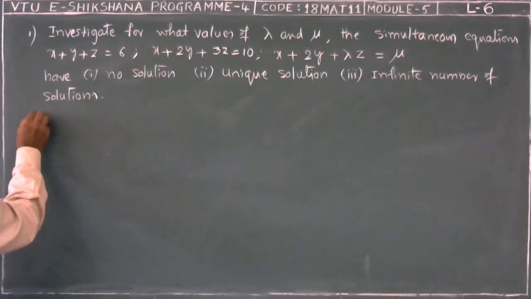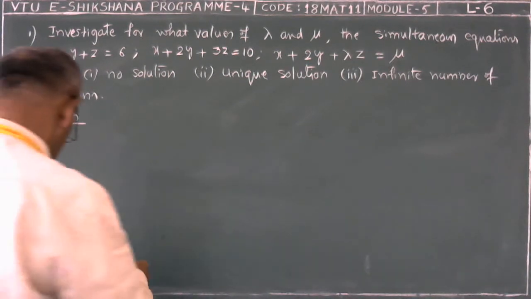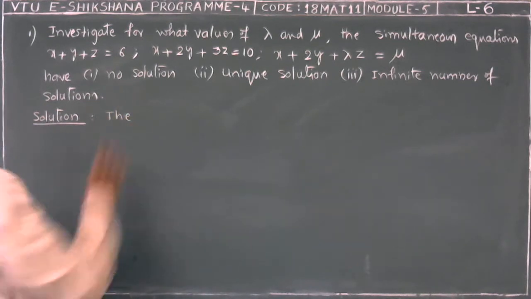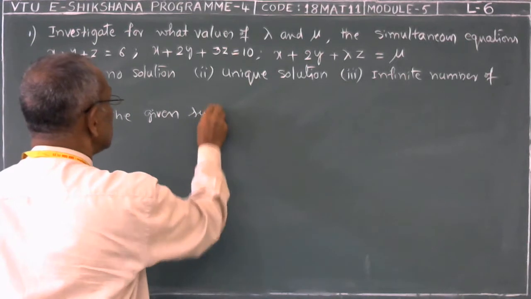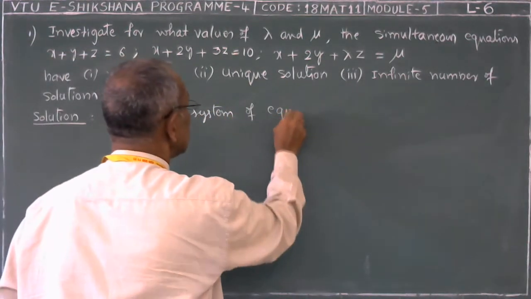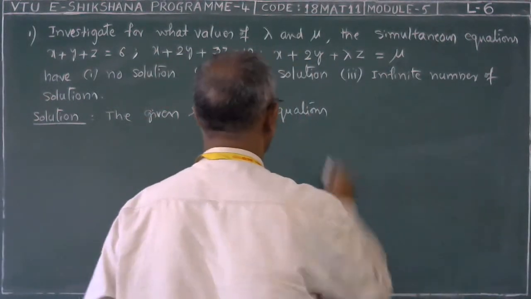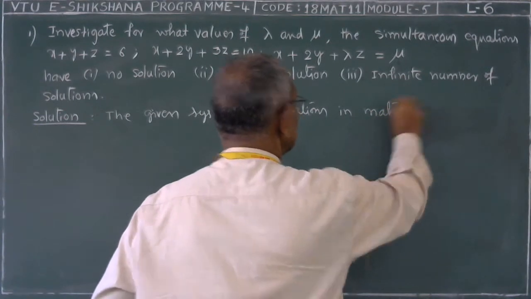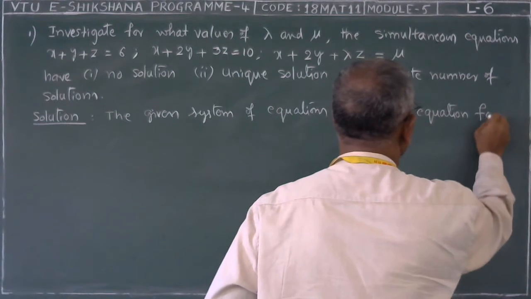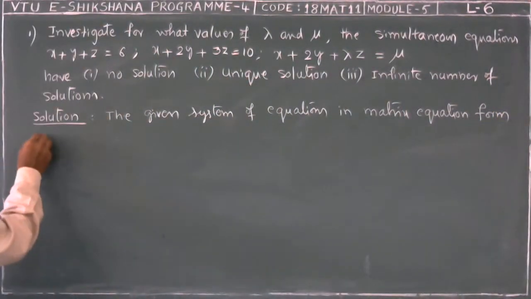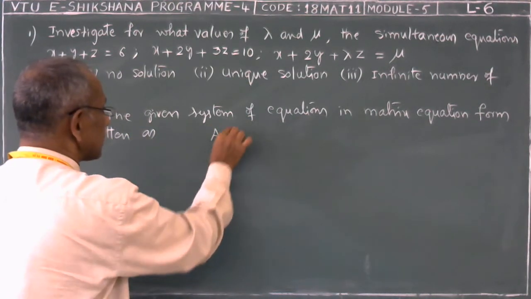Solution. The given system of equations in matrix equation form can be written as a very simple equation, AX is equal to B.